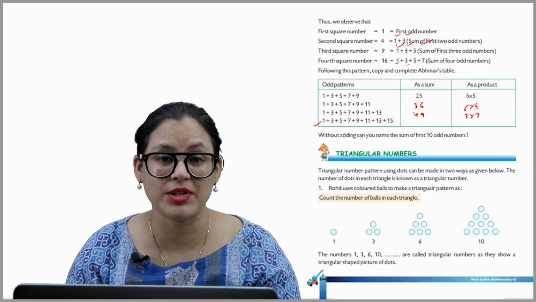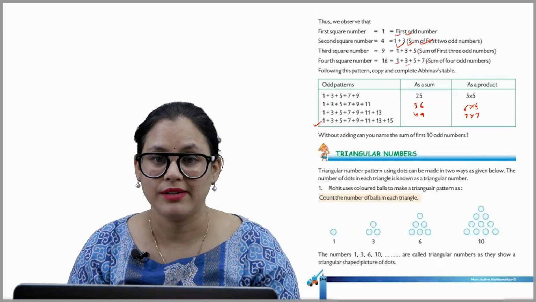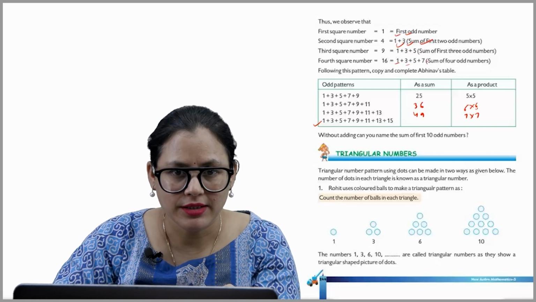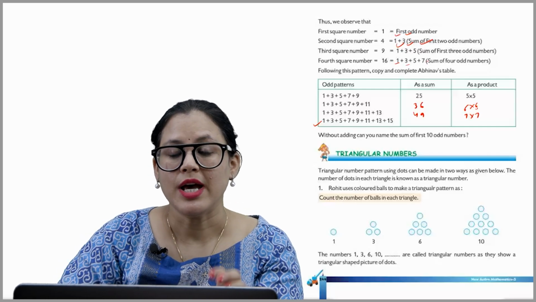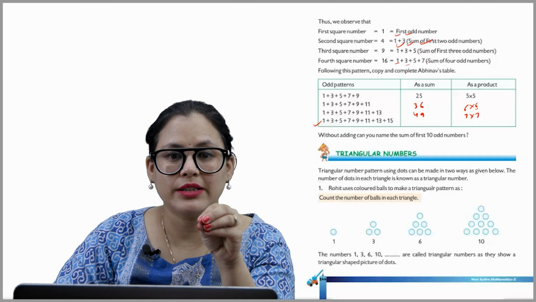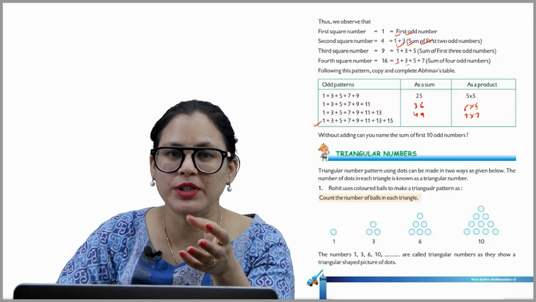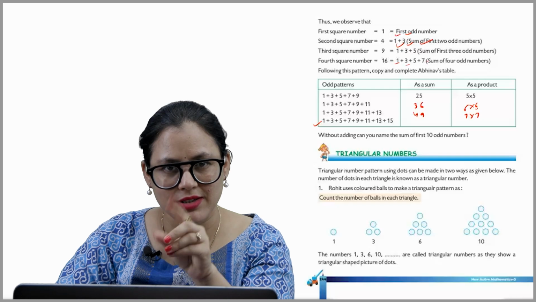Without adding, can you name the sum of first 10 odd numbers? Okay. You don't have to add. You just have to do what? Take the first 10 odd numbers. Then what will be the sum? 10 into 10 is equals to 100.